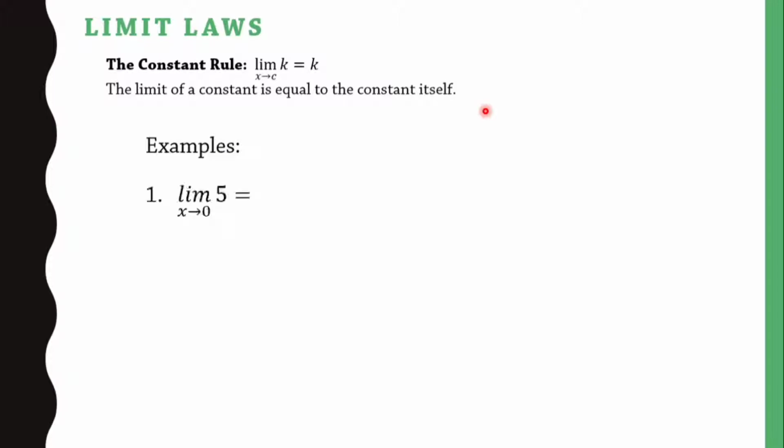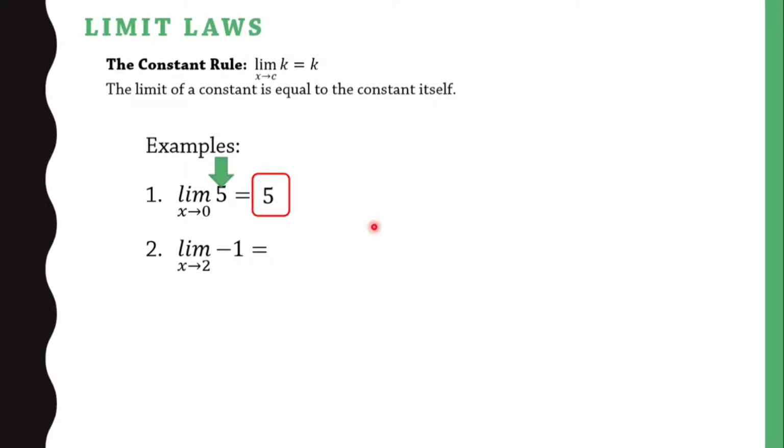We have here, number 1, the limit of 5 as x approaches 0. Now, let us first identify our k and c. Now, k here is equal to 5 and c is equal to 0. According to the constant rule, our answer here should be k. So, our k here is 5. So therefore, the limit of 5 as x approaches 0 is also 5, or that is equal to the constant itself.